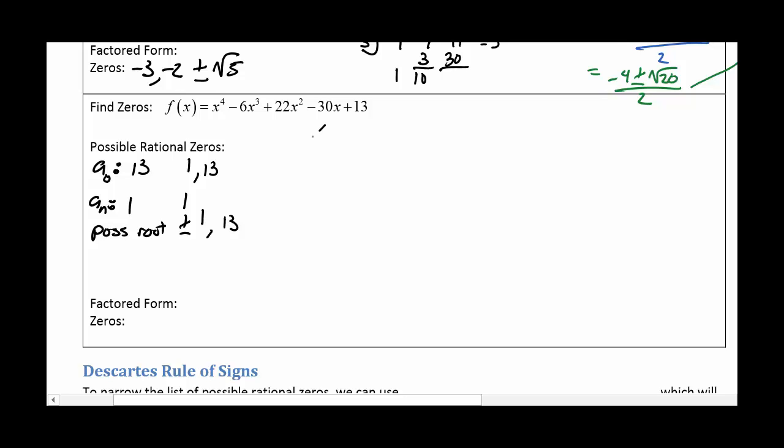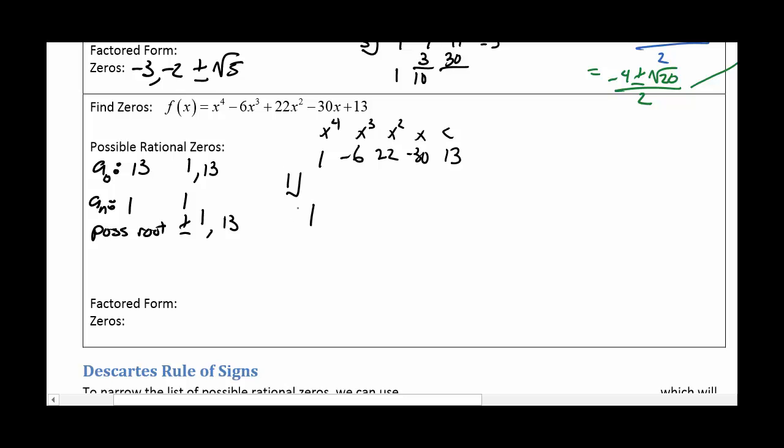And then I want to set up my synthetic division. So, start with x to the fourth, x cubed, x squared, x and constant. So we got a 1, a negative 6, 22, negative 30, and 13. And I'm going to be really lazy, and I'm just going to start with a 1 and see what happens.